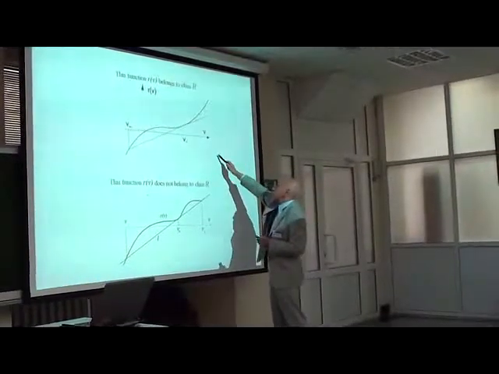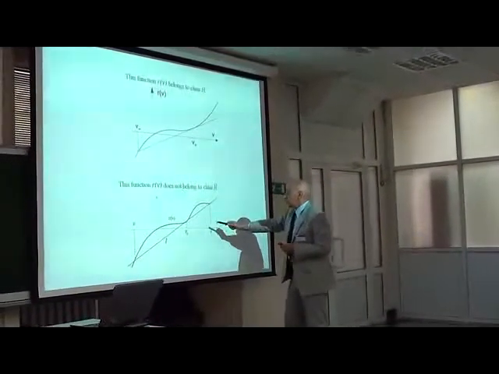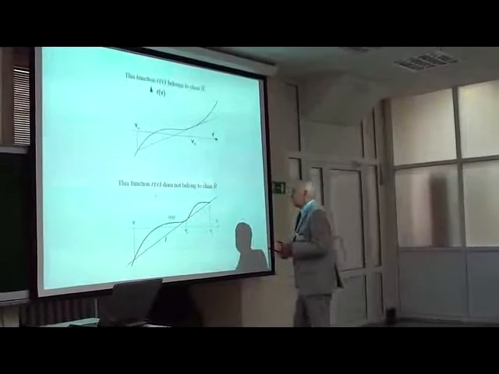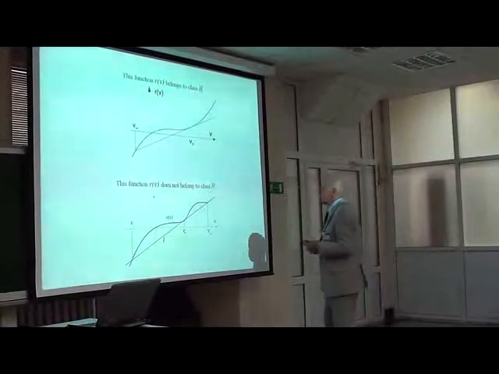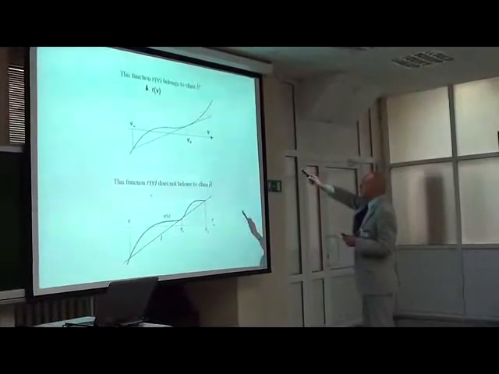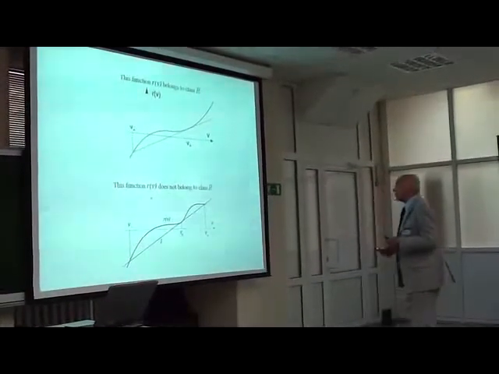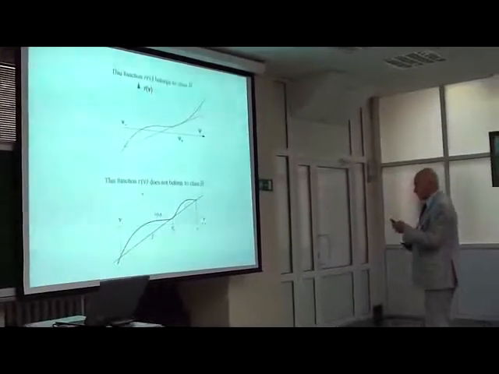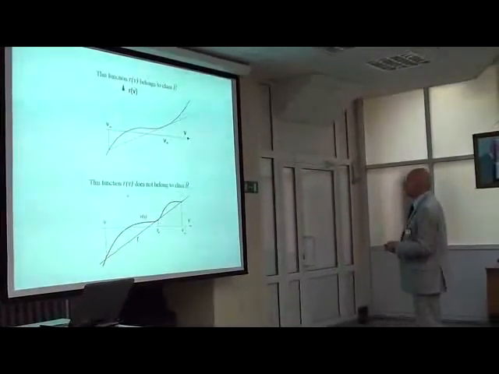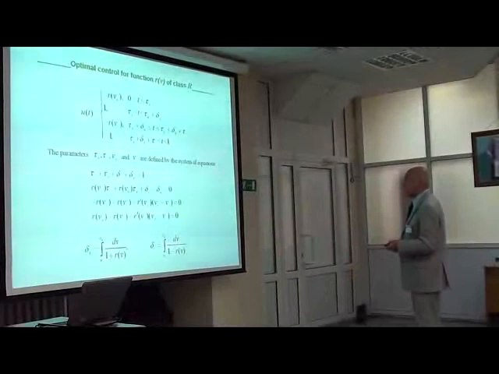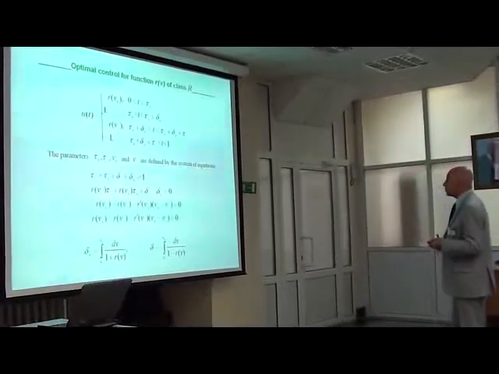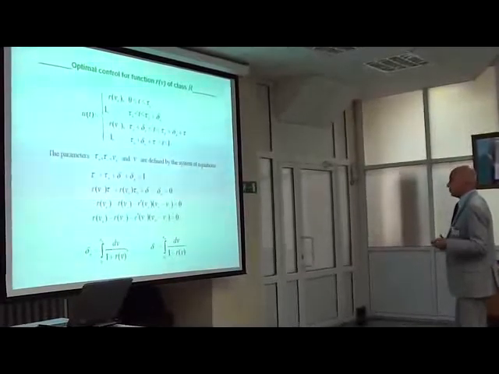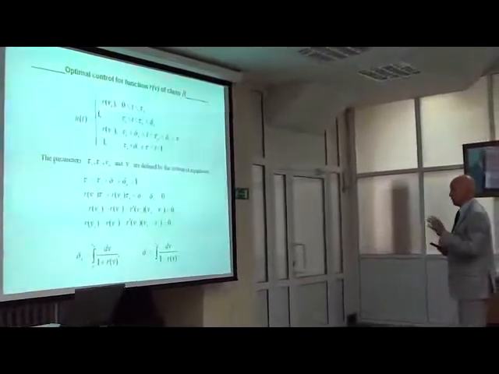It belongs to class R capital, and this function does not belong. So, a rather exotic case, I don't think that it is so interesting, but here we consider a more general case as quadratic and a more complicated case of resistance force as a function of velocity. Now, for this general class of functions, we find the optimal control consisting of 4 intervals.